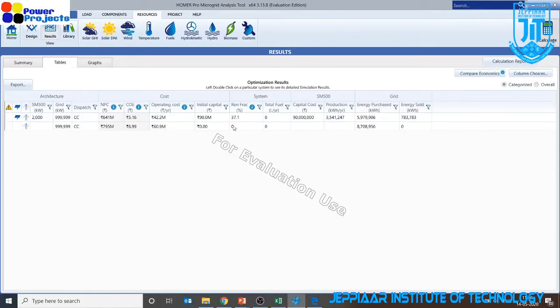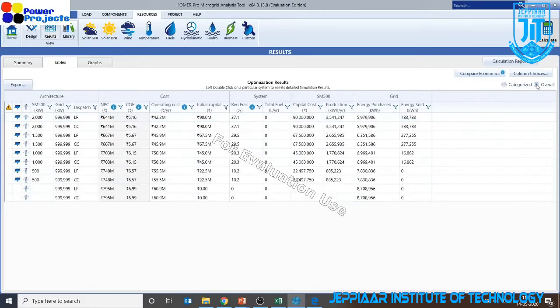Here you can find an interesting fact. The cost of energy with only grid is about 6.99 rupees. But if you go with a solar plant, you will get the cost of electricity at 5 rupees 16 paise. At what capacity of solar? At a solar capacity of 2000 kilowatt. Here it shows only the optimized result. If you want, you can get all the options: the results for 500 kilowatt, for 1000 kilowatt, for 1500, and for 2000 kilowatt.